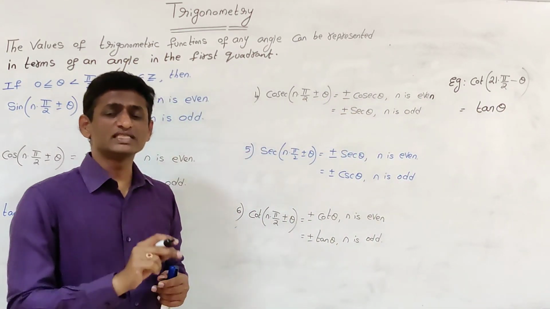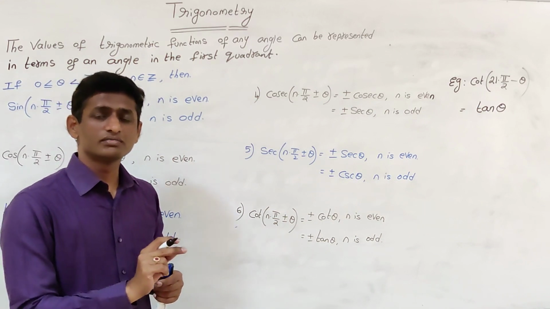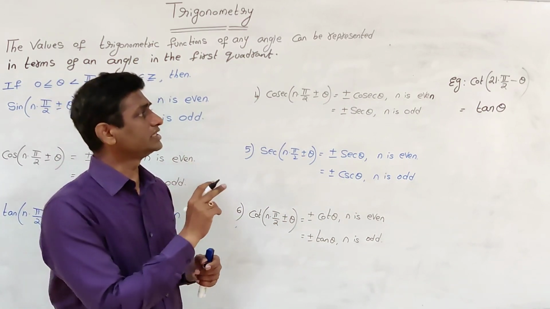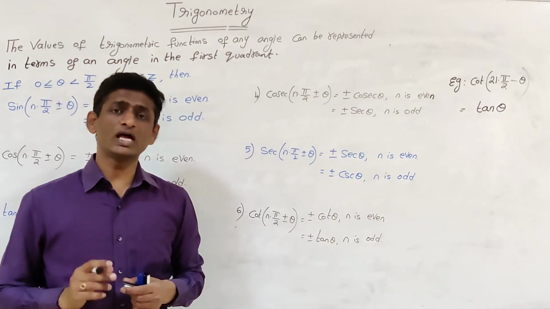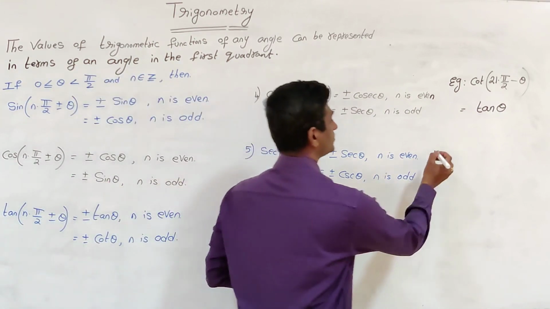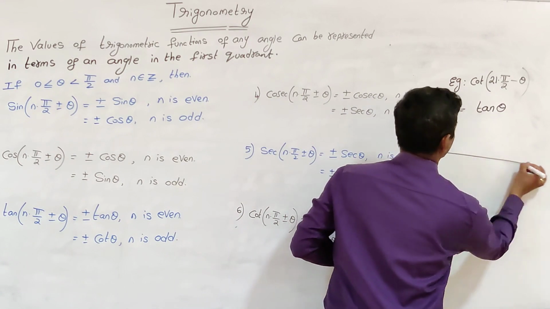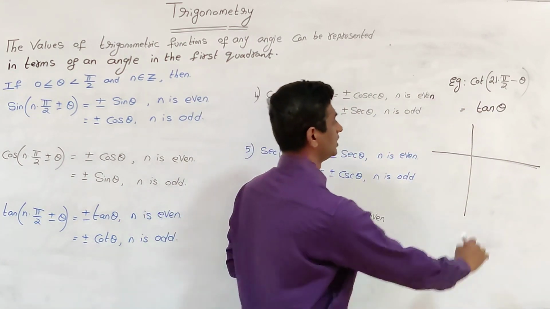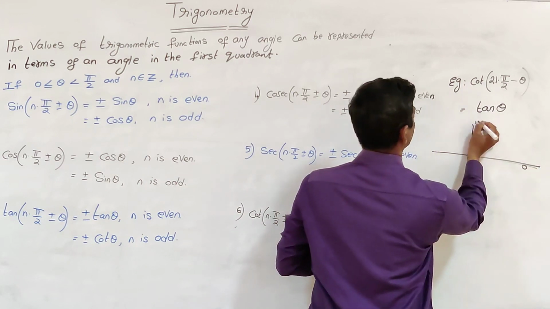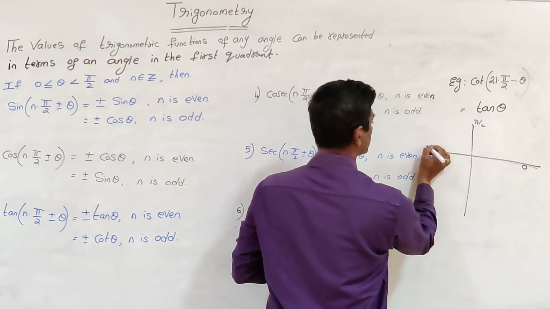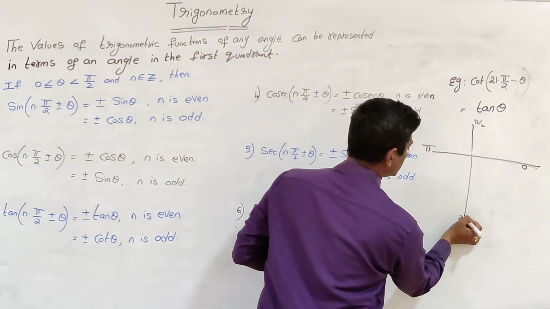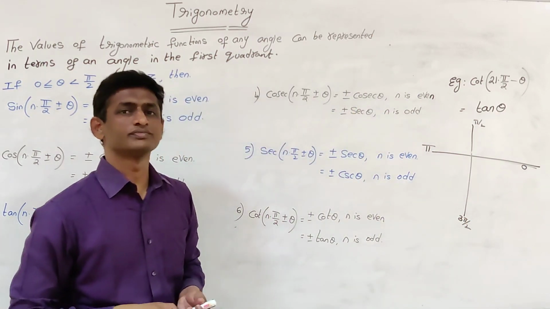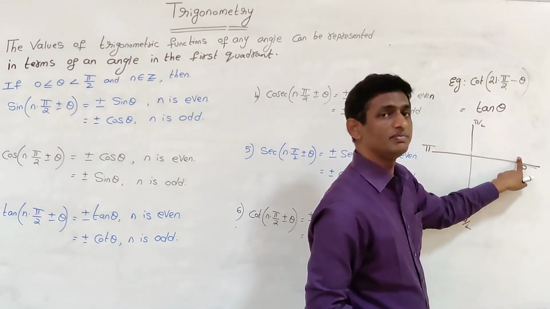But whether it is plus tan theta or minus tan theta is decided by the quadrant in which 21 times pi by 2 minus theta lies. So if you observe the xy plane, if it is 0 degrees, pi by 2, and this becomes pi, and this will be 3 pi by 2. 3 pi by 2 means it is 270 degrees. Next, coming to this, it will be 2 pi.